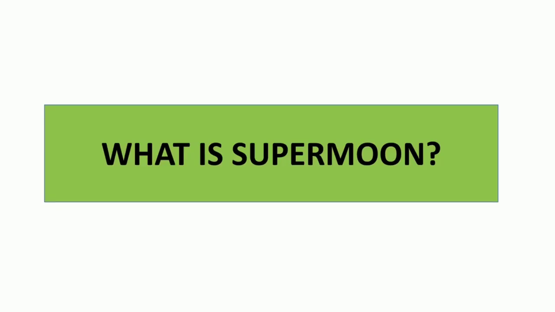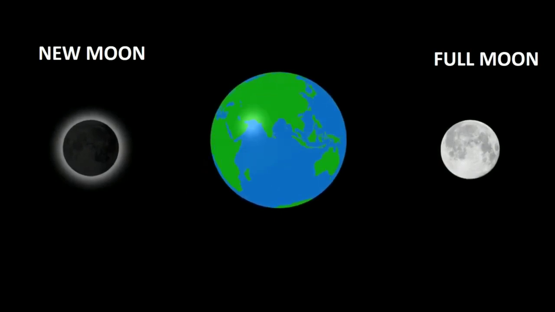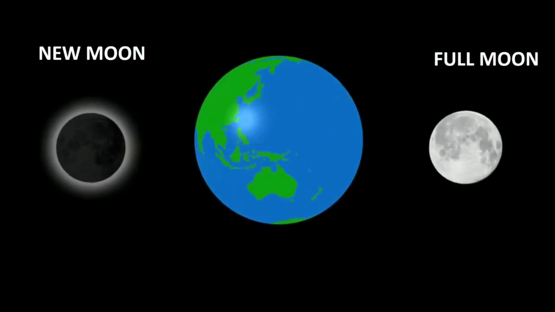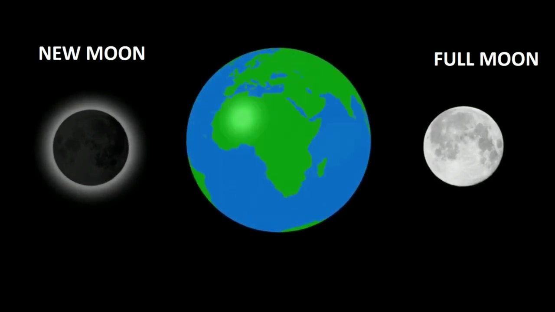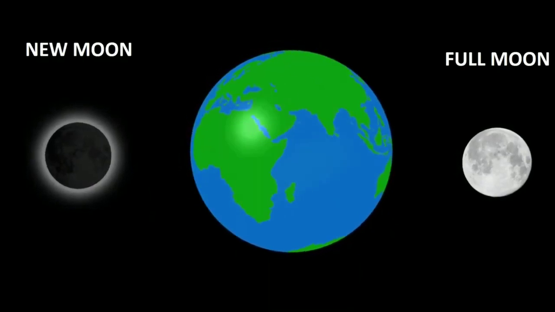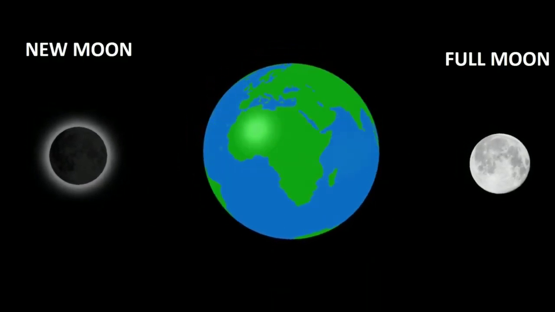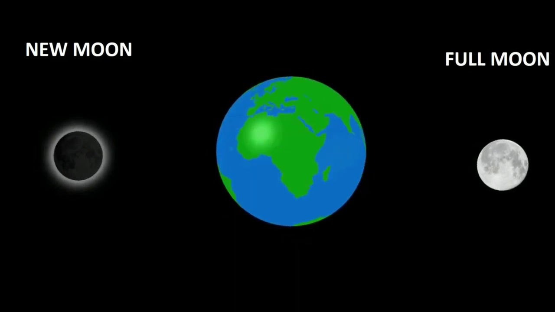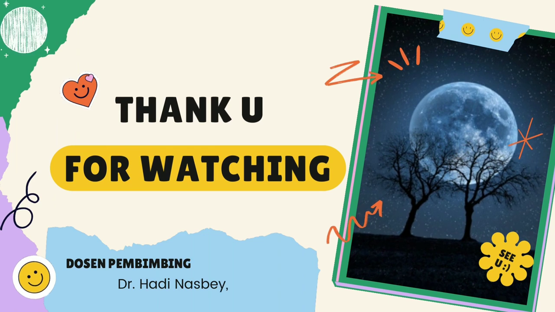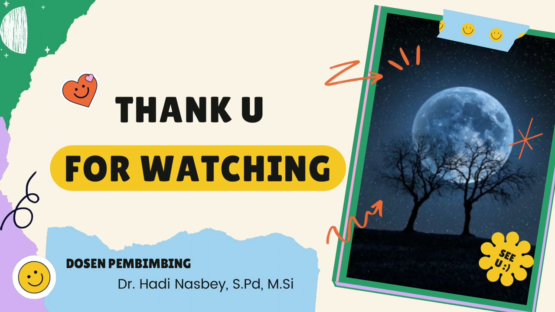What is a supermoon? When the full moon or new moon occurs during the moon's closest approach to Earth, it's often called a supermoon. What is a micromoon? A micromoon happens when a full moon or a new moon coincides with the point in the moon's orbit farthest away from Earth.